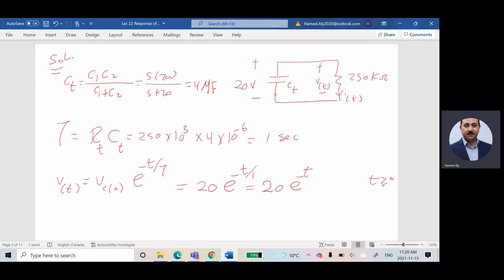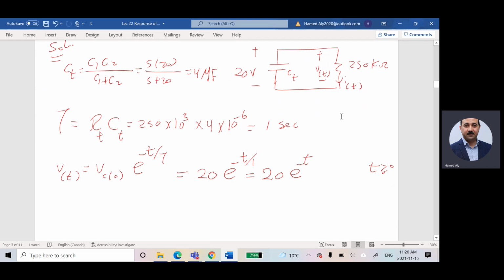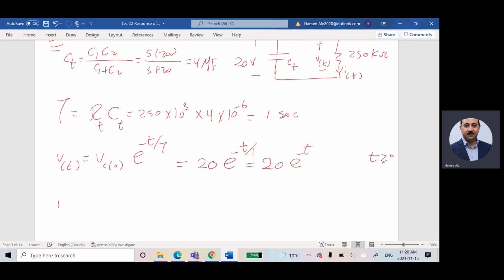Like what you are seeing, the problem is straightforward. I'm using the equations, substituting for finding V of t. Then if I asked you to calculate I of t, it is equal to what? Actually, I of t is equal to V over R. So I can say I of t, that you asked me about, this is for part A.